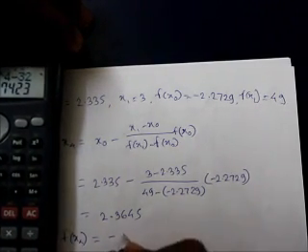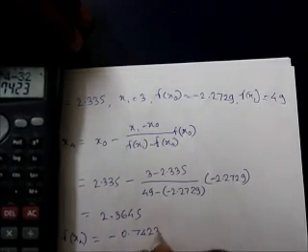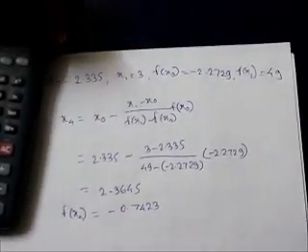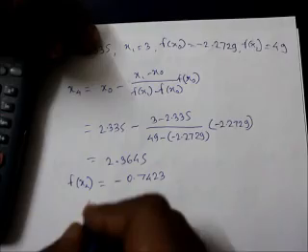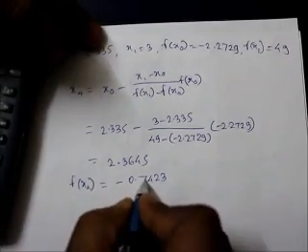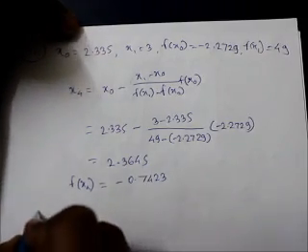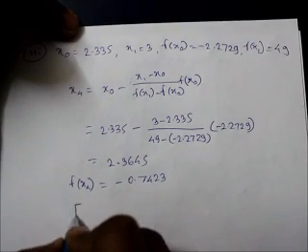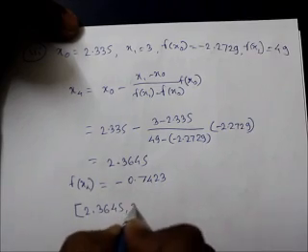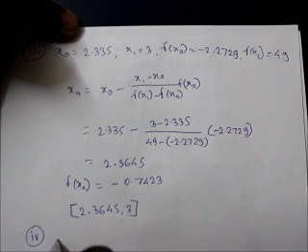Minus 0.7423, still negative. Please note that this is a kind of unique example where we haven't changed the positive side of the bracket yet. Still we are getting negative values, which means that our next interval is going to be 2.3645 to 3. We have to go up to the fourth iteration, so this is our last iteration.